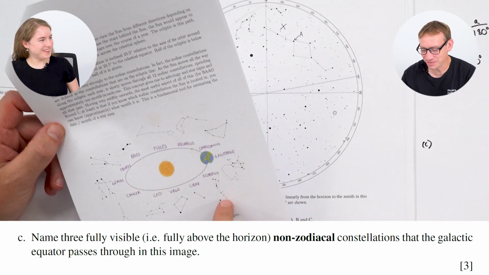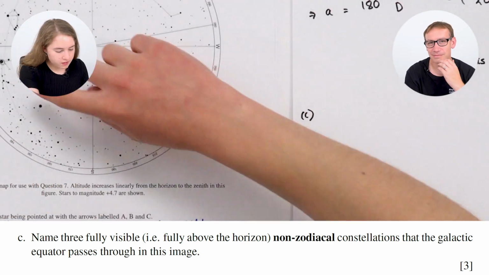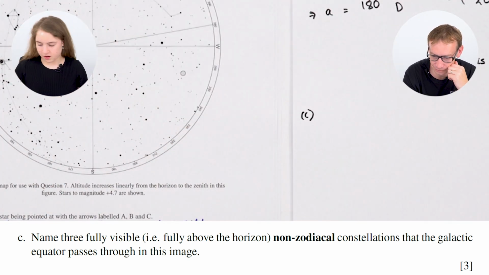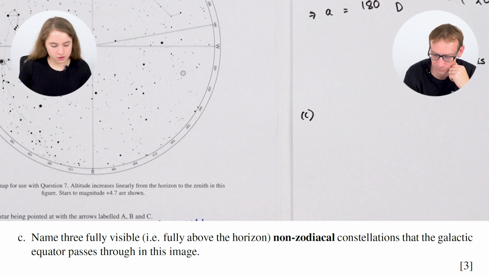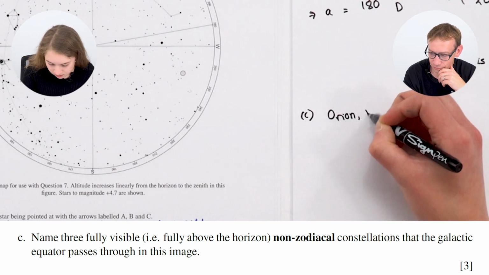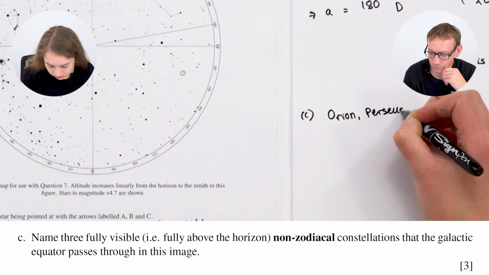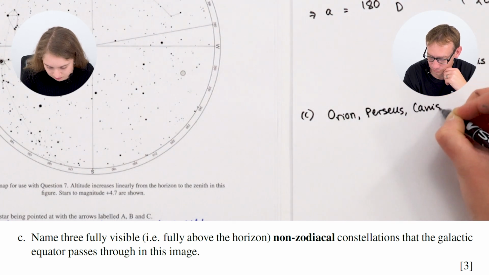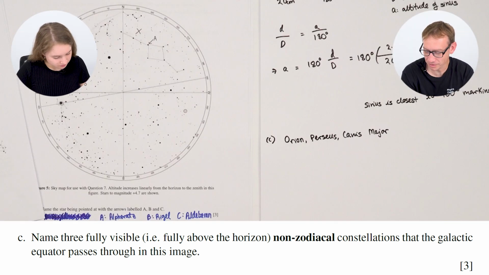Okay, but then here we have some shapes. It's a safe space. We can see that these four are on the galactic equator. However, Taurus is a zodiac constellation. So my answer for this is going to be Orion, Perseus, and Canis Major. How do you know they're above the horizon?